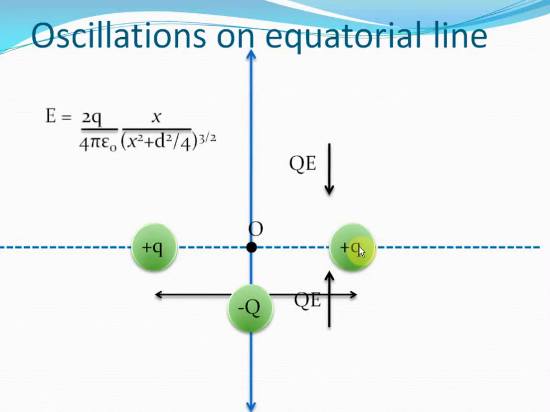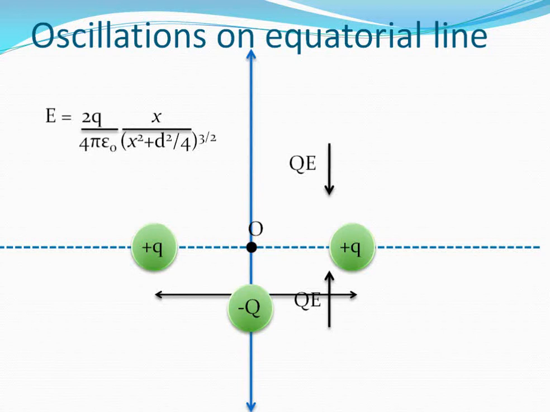So the minus Q charge always keeps getting pulled towards the two positive charges. When it goes up, it gets pulled down. When it goes down, it gets pulled up. So it gets pulled down, up, down, and it keeps on oscillating on the equatorial line when it is displaced slightly from the origin. Any negative charge that is placed on the origin of a two positive charge system and slightly displaced will undergo oscillations.